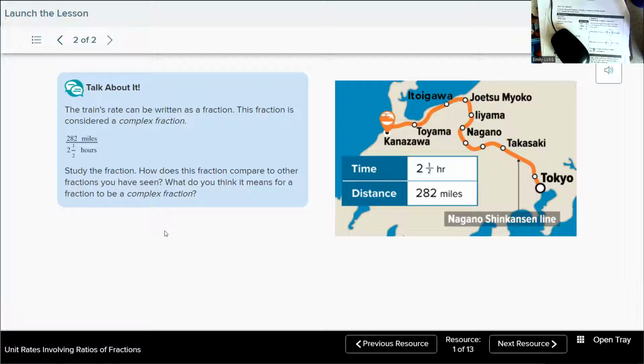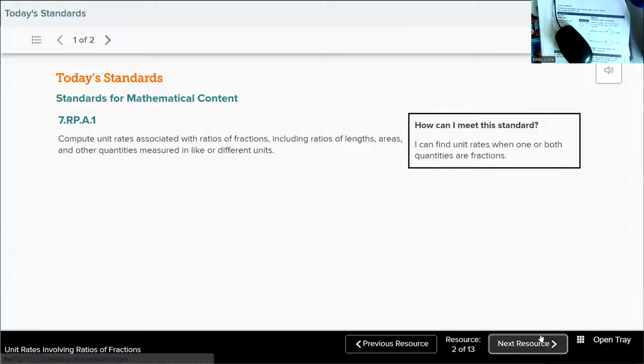So this complex fraction, maybe because we have a mixed number, right? Or maybe because it looks a little different. Maybe there'll be a fraction there instead of a mixed number. Or maybe there'll be a decimal there. I'm not sure. But we'll see in a little bit what our goal is and why that is. So here's our standards. So we're going to want to be able to say that I can find unit rates when one or both quantities are fractions.